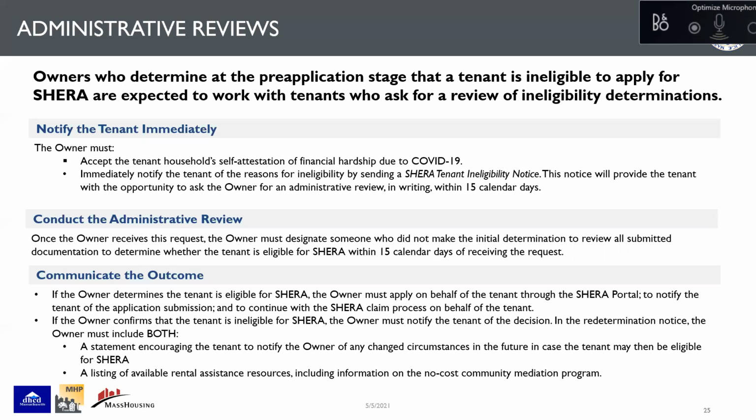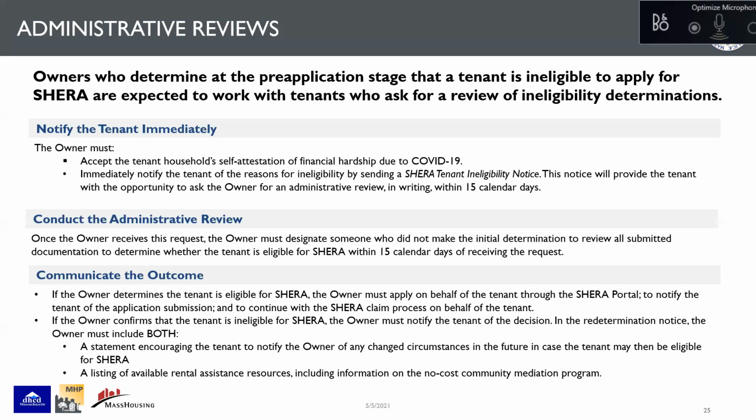So I'll talk a bit about administrative reviews. This would happen when a resident is submitting their information, their income documentation, as well as the tenant certification at what we call the pre-application stage, so before the owner operator is submitting the application in the SHERA portal. Owners are expected to review the information to determine whether the household is eligible or not to apply for SHERA. And in the event the owner finds that the household is ineligible, they're expected to work with a resident who does ask for a review of that determination.